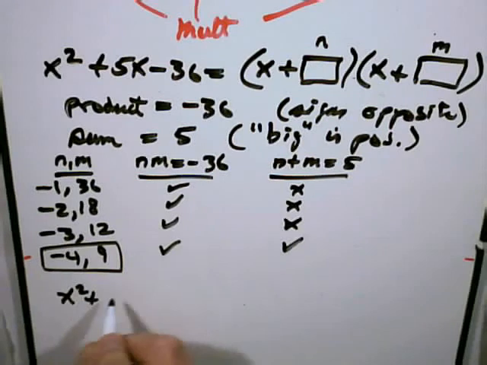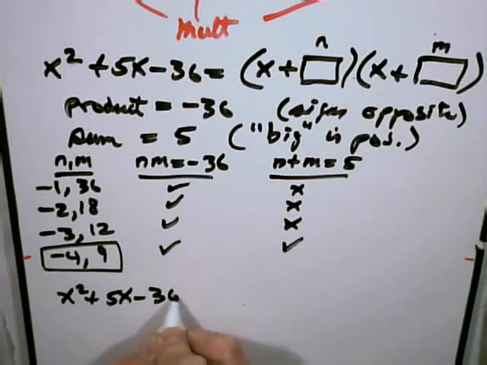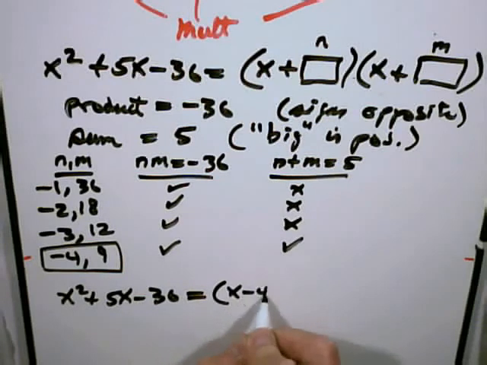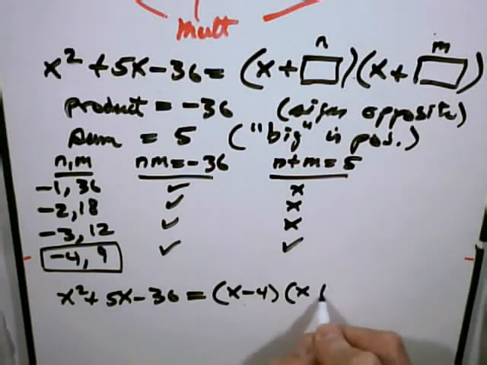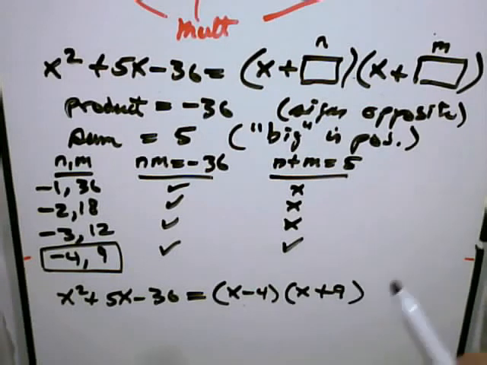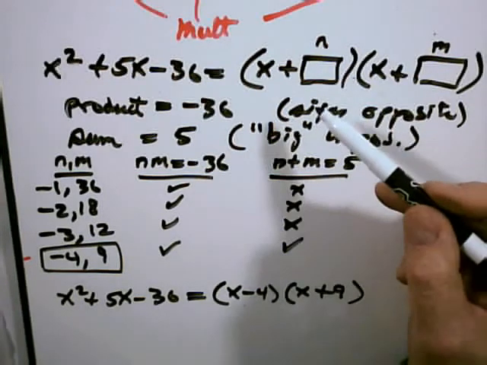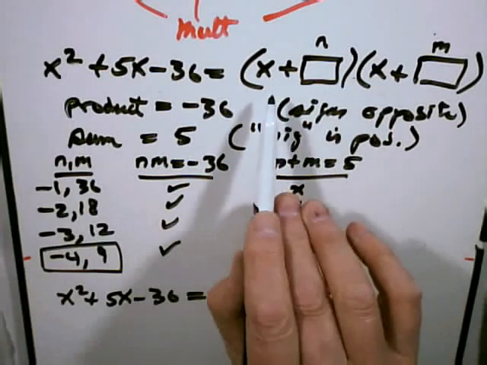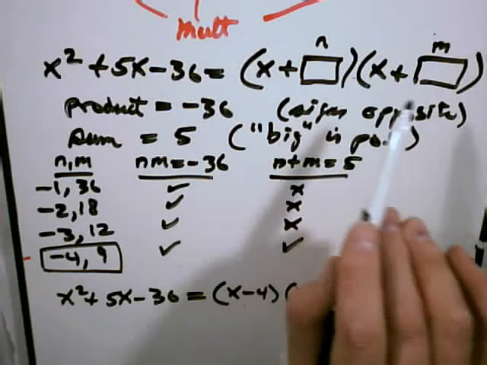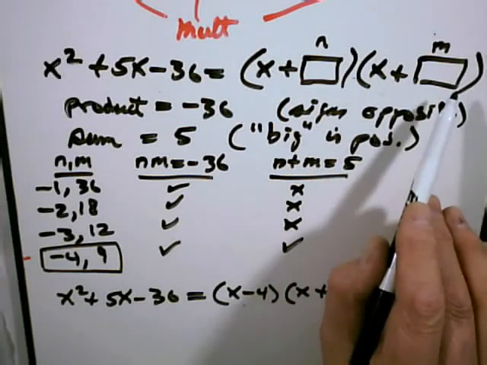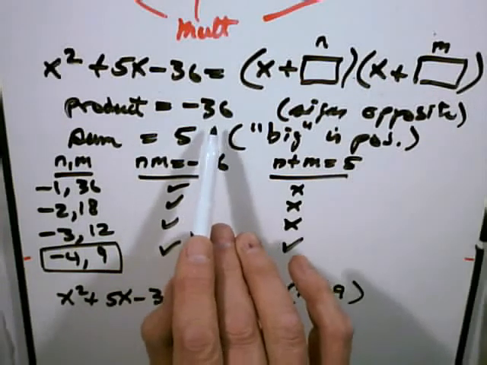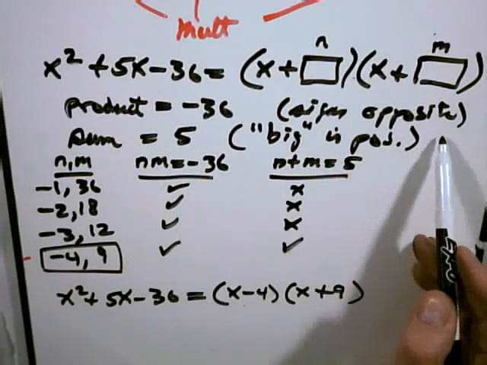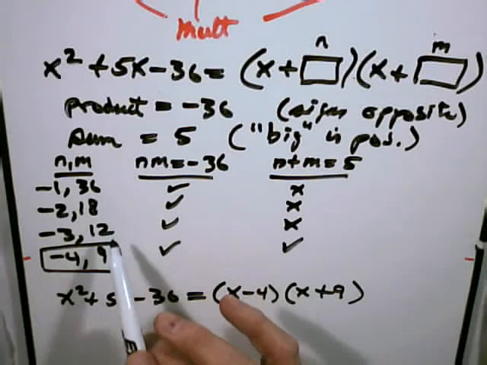So I'm going to end my problem by saying x squared plus 5x minus 36 equals, and I'm going to put the negative 4 first, x minus 4 times x plus 9. Did you see how we did that? We started out with our original expression, and we knew that because we had a 1 out in front, this was going to be x plus some number times x plus some number. We took a look at our products and sums, which had to be negative 36 and 5. We dealt with some signs over here, and we set up our little table.